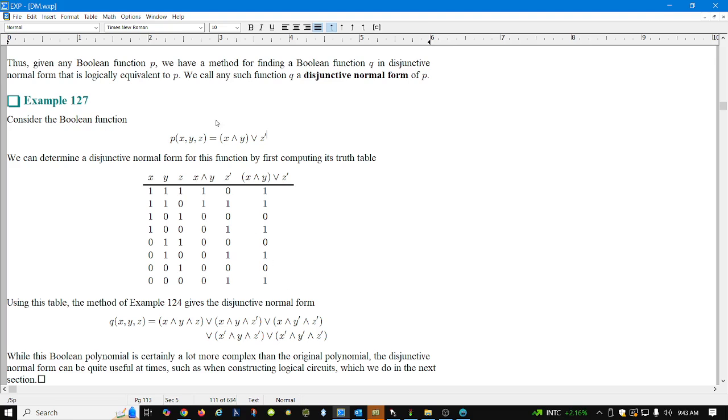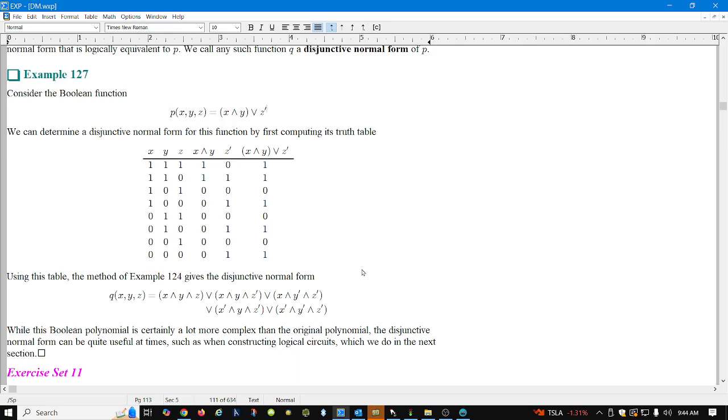Now, these two polynomials are logically equivalent. They always take on the same truth value because they have the same truth table. Of course, your first reaction is, well, why make this more complicated? P is a much simpler polynomial than Q, and that's very true, but we need Q to construct the circuit that has this behavior, the behavior described either by the polynomials or by the truth table.